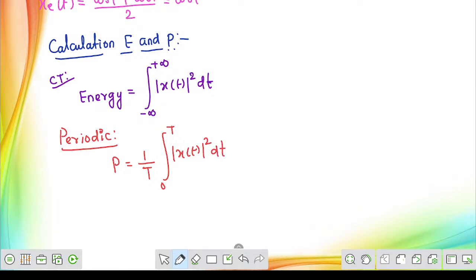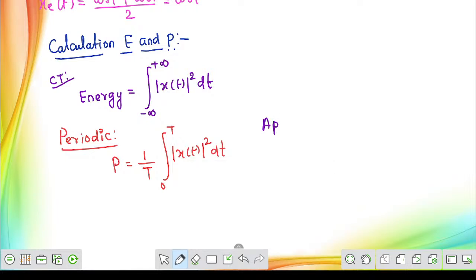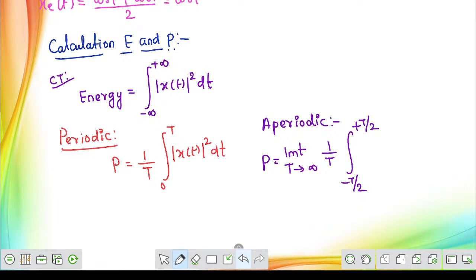Suppose it is given that the signal is running from minus infinity to plus infinity. Let us assume this is an aperiodic signal. For the aperiodic signal, the power formula P is the same formula, nothing will change, but T will be approaching infinity. It is running from minus infinity to plus infinity, but it is not a periodic signal. In that case, the power formula will be the limit as T approaches infinity, and you can run from minus T by 2 to plus T by 2, where T will be approaching to infinity.